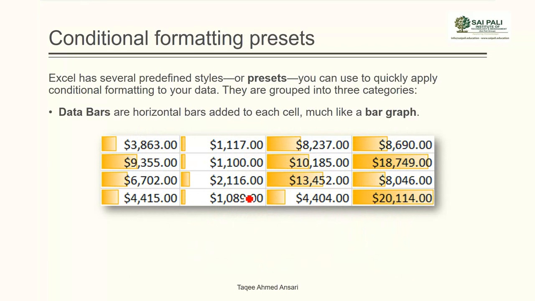Now Excel has several predefined styles, or we can say presets. You can also use them to quickly apply conditional formatting to your data, and they are grouped into three categories. First is Data Bars. Data bars are horizontal bars added to each cell, much like a bar graph as you can see in the image, and it will go like this according to your value, and you see the more value, the more the bar is filling.